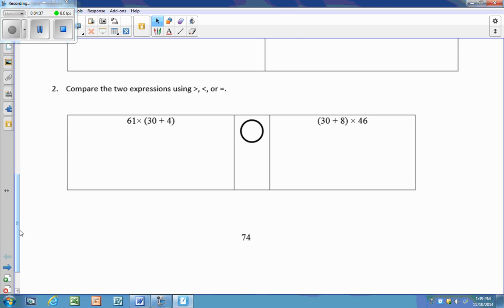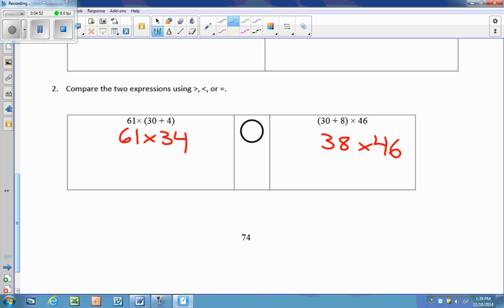Now we're going to compare. When we look at these two numbers and we want to compare, we're going to be comparing 61 times 34 to 38 times 46. And I can see without even solving this, I can solve them if I want to in order to compare them.